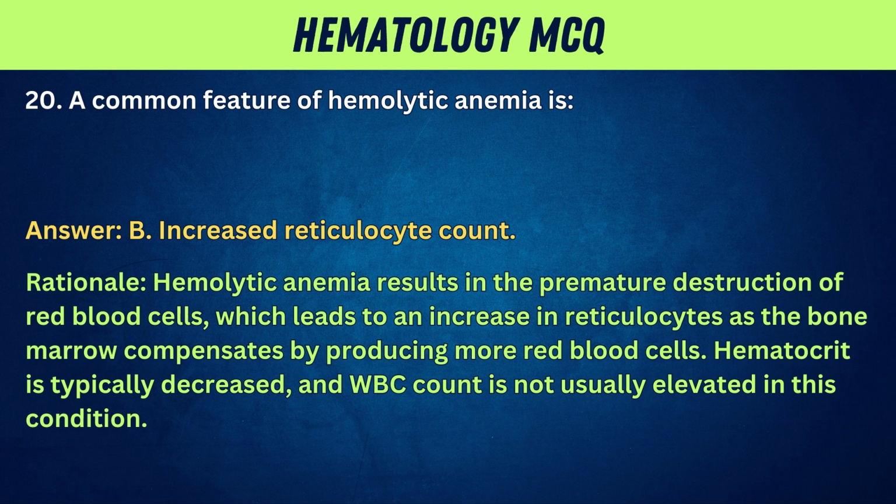Rationale: hemolytic anemia results in the premature destruction of red blood cells, which leads to an increase in reticulocytes as the bone marrow compensates by producing more red blood cells. Hematocrit is typically decreased, and WBC count is not usually elevated in this condition.